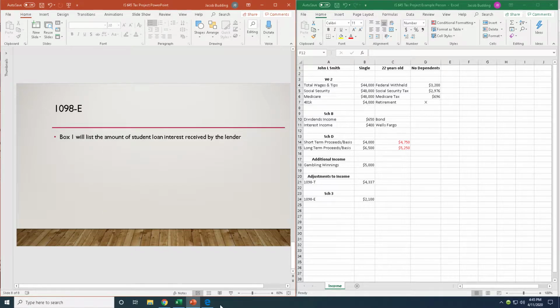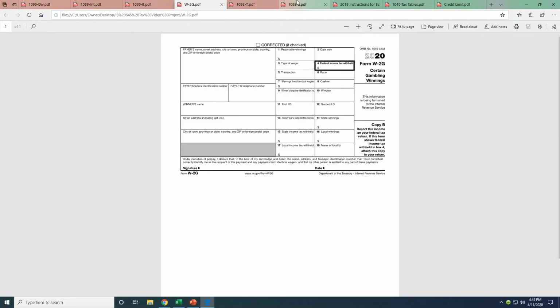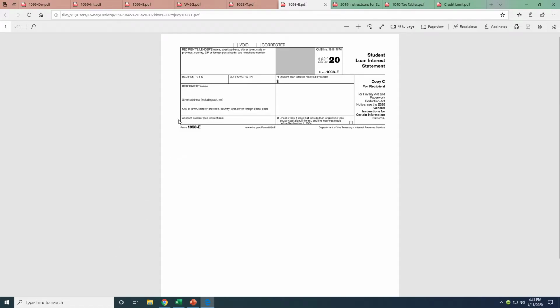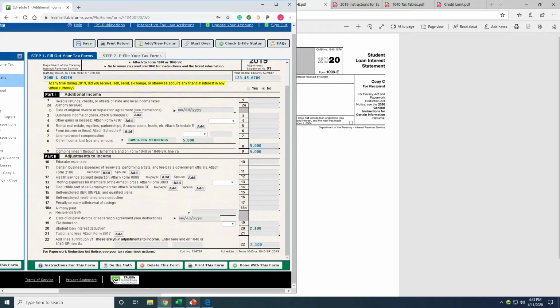So let me show you what a 1098-E looks like. So you have your student loan interest received by lender. This would be $2,100. It'll tell your account number, all your information here, wherever you're paying your loan to. Just basic stuff that's already filled out for you.